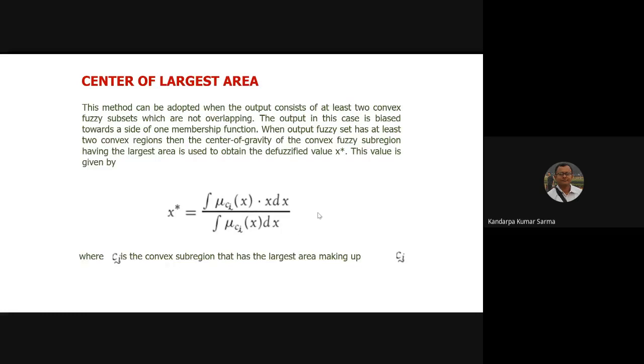Then there is a method where we need to find the center of the largest surface area. Same thing, this method can be adopted when the output consists of at least 2 convex fuzzy subsets which are not crossing over. The result that you get from this method is biased towards the side of one membership function. So this is the formula. It's nearly the same as the previous one, but here we do not use the summation of the samples.